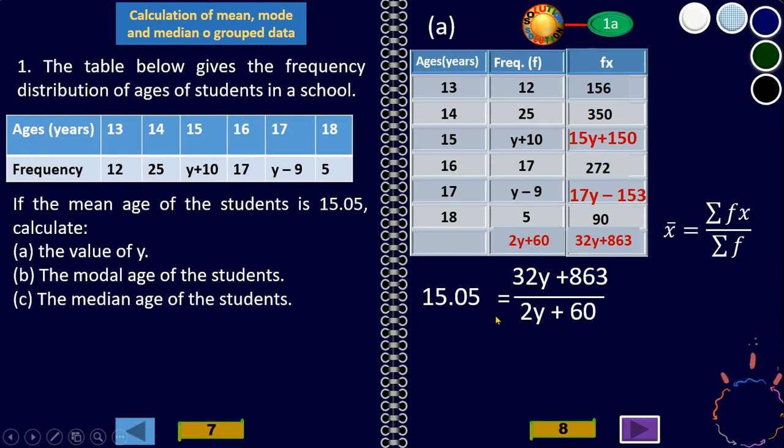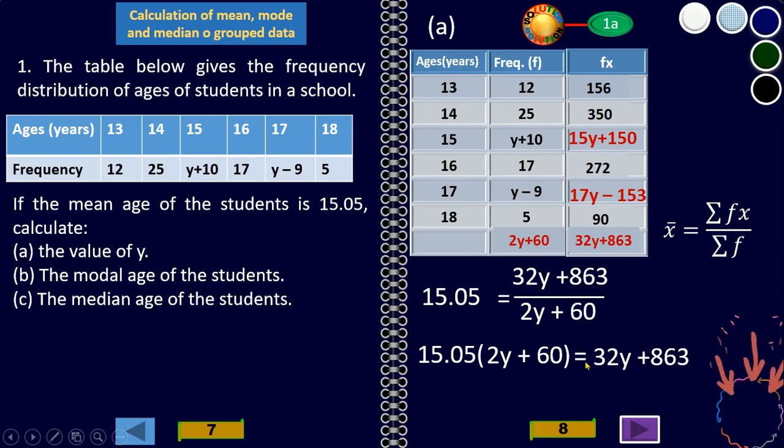We are going to cross multiply. On cross multiplying, the denominator here will go across to multiply 15.05. And doing that, I'm going to have 15.05 multiply 2y plus 60. And then that will give me equal to the numerator, 32y plus 863. Then we're going to remove the bracket here.